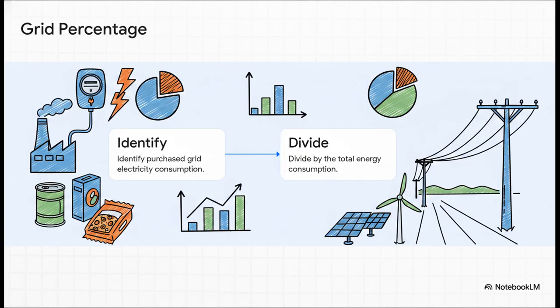Step 1. Identify all of your purchased grid electricity consumption. Step 2, just divide that number by the total energy consumption we calculated back in Part 1. Boom, that gives you your grid electricity percentage. It's a simple ratio for sure, but it powerfully reveals just how dependent your facilities are on external utility companies versus your own internal generation.